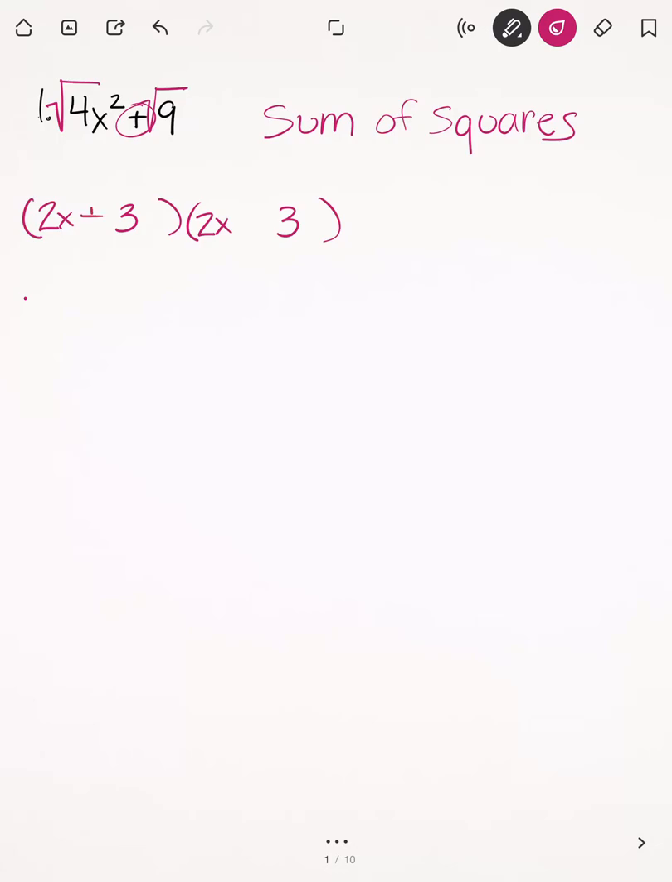I do one plus, one minus. But because it is a sum of squares, the second term, the 3 in this case, gets the imaginary unit i. And this is how you factor a sum of squares.